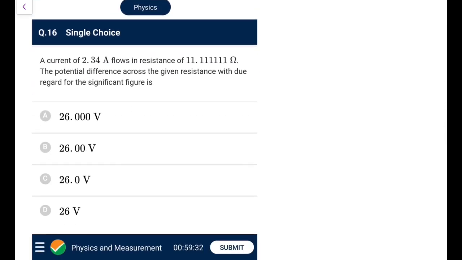Next one. A current of 2.34 amperes flows in a resistance of this many ohms. The potential difference across the given resistance, with due regard for the significant figures, is, V is IR. So I contains 3 significant figures, R contains definitely more than 3, so the final answer must be in 3 figures. So go for option C in this particular case.